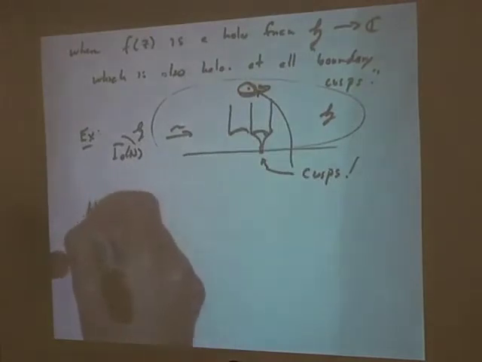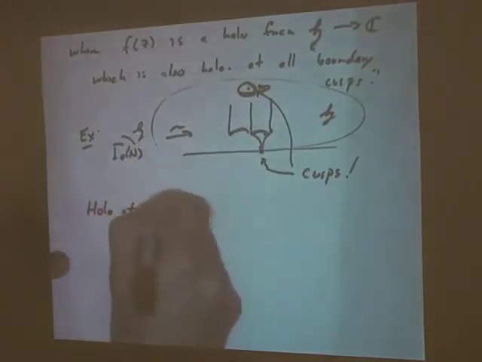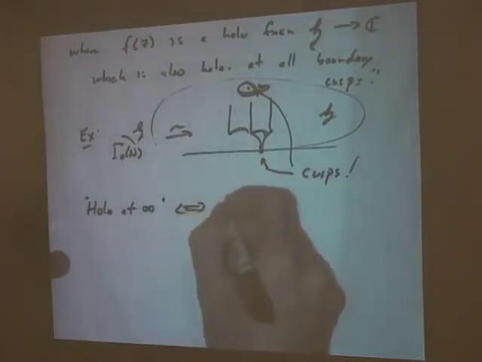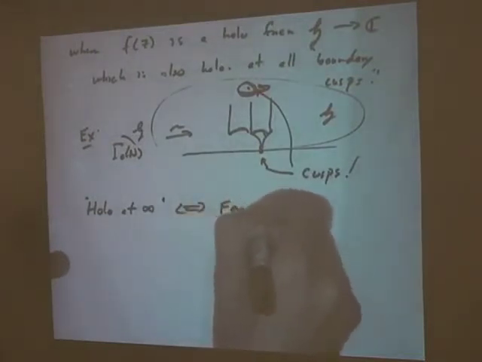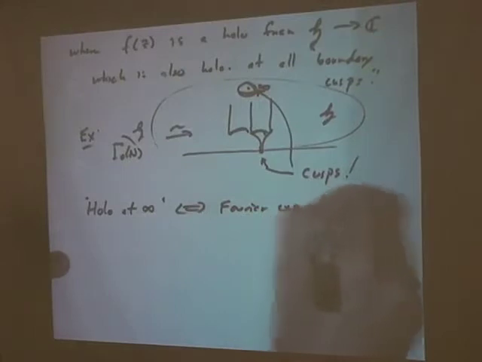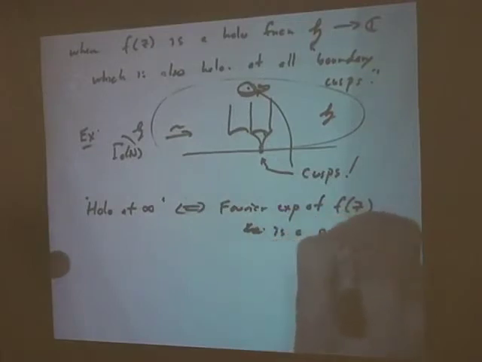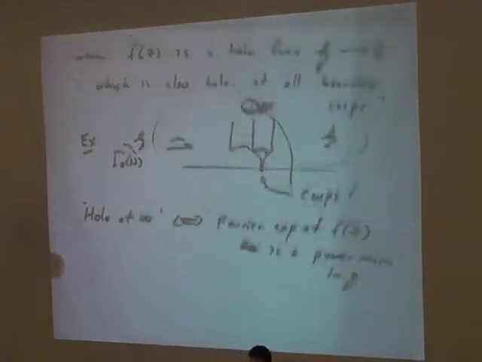So to be holomorphic at a cusp means, at the cusp infinity, let's say, holomorphic at infinity, meaning the one up there, is the same thing as saying that the Fourier expansion of the modular form f is a power series in q.